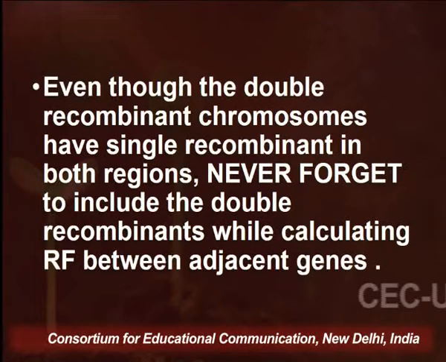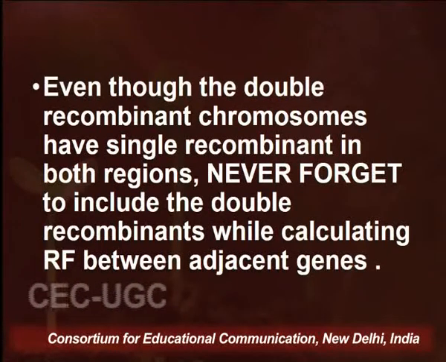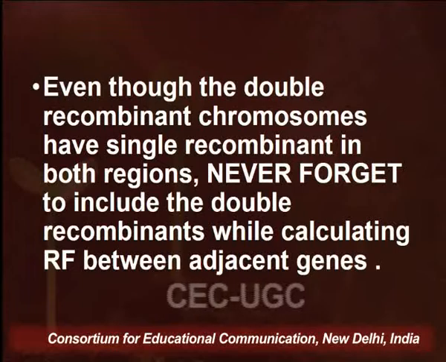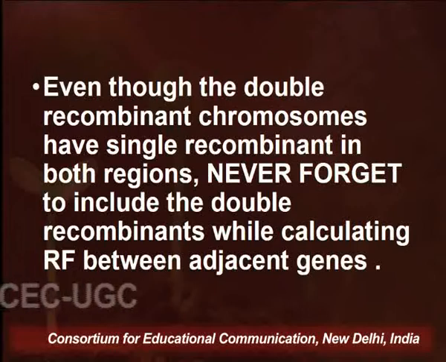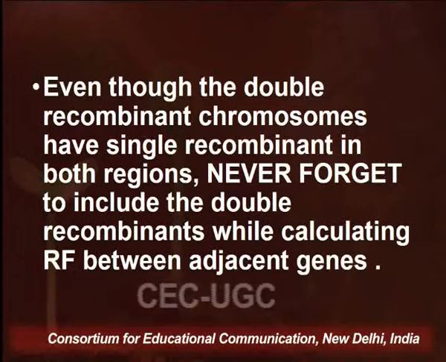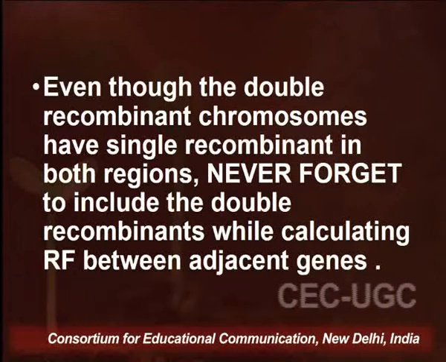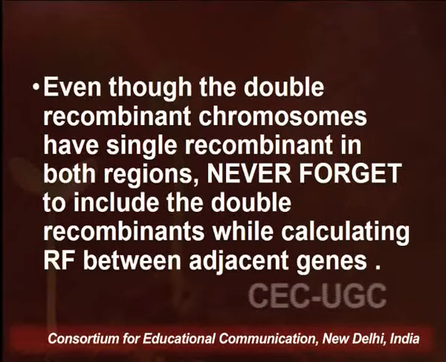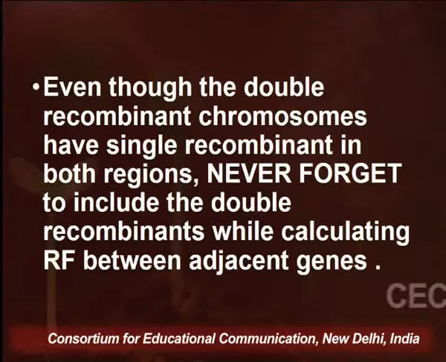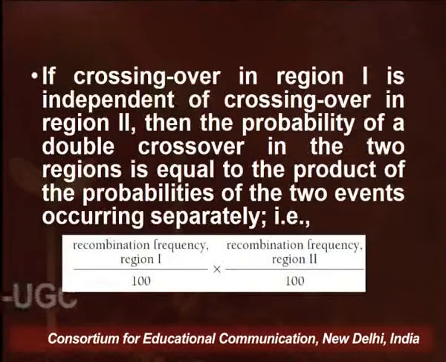One very important point which you should never forget in these calculations is, even though the double recombinant chromosomes have a single recombinant in both the regions, you have to include the double recombinants while calculating the recombination frequency even between adjacent genes. If we don't do that, then all calculations would go haywire and we will always underestimate the recombination frequency.